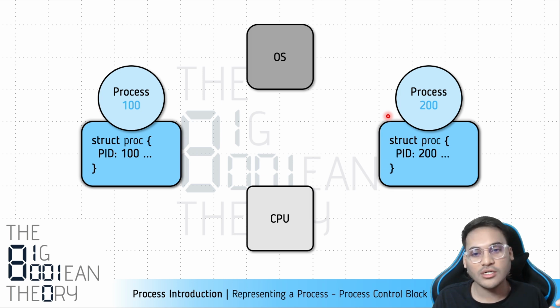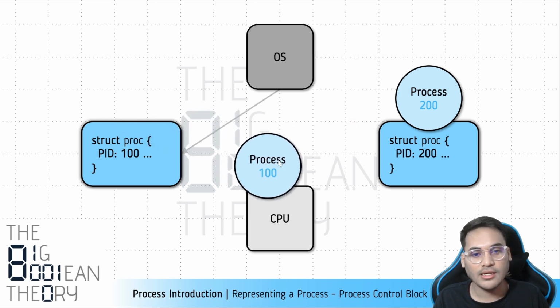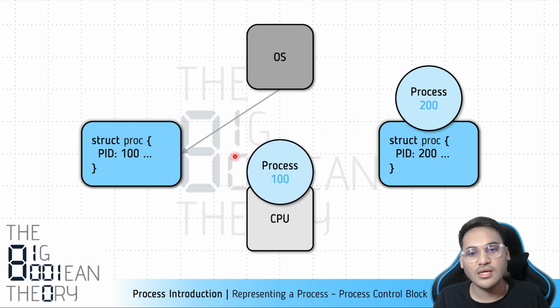So now let's see how the time sharing will take place. There is a single CPU and there are two processes. Let's say the operating system decides to allocate the CPU to process 100. So the operating system allocates the CPU to this process and in the meanwhile, it will be pointing to this process control block. This process control block for process 100 stores all the relevant pieces of information, the state of the process, and everything that the operating system needs to know about process 100, right?